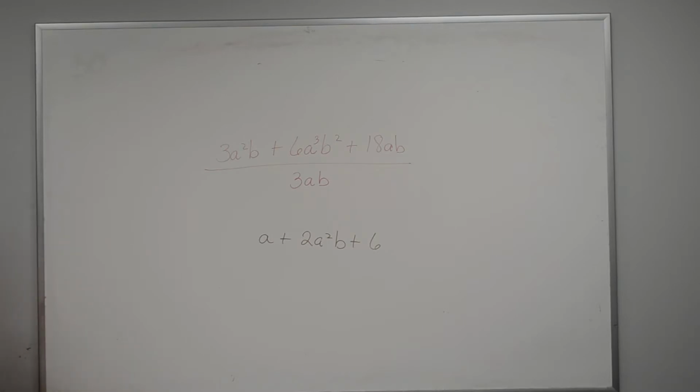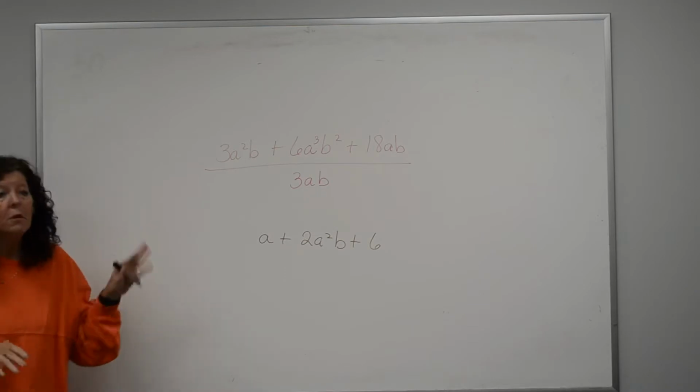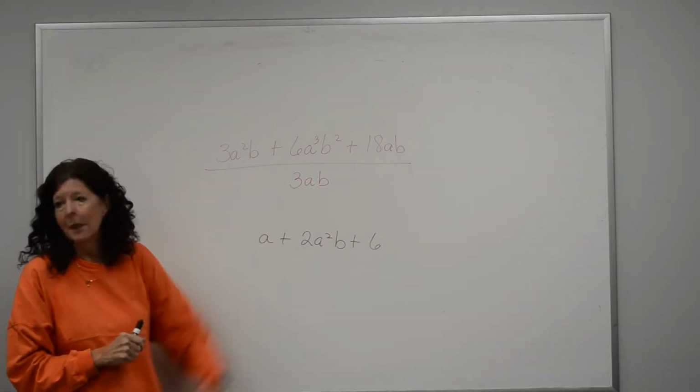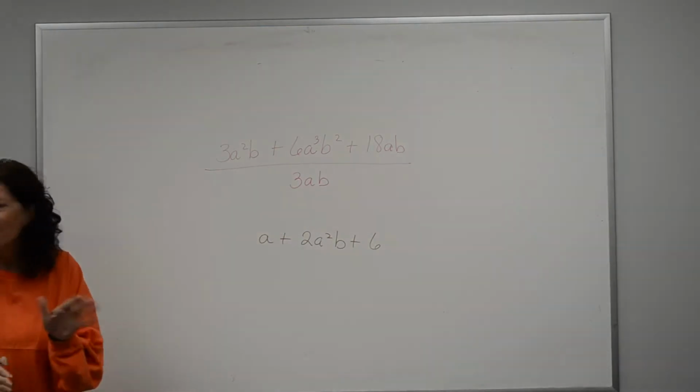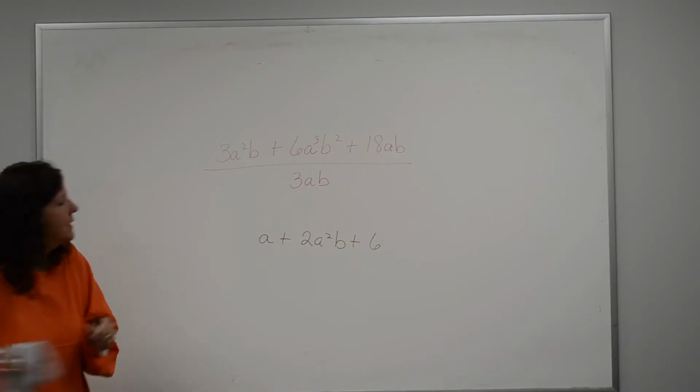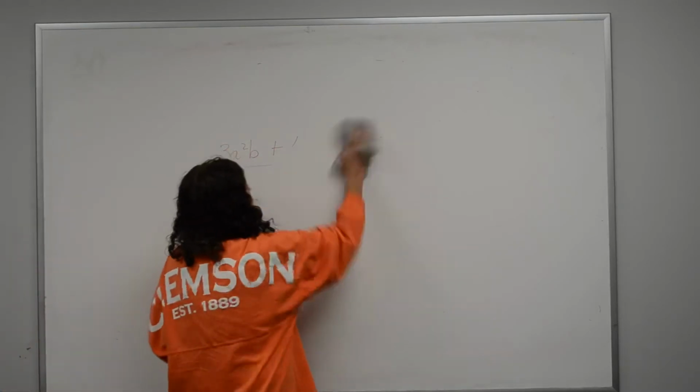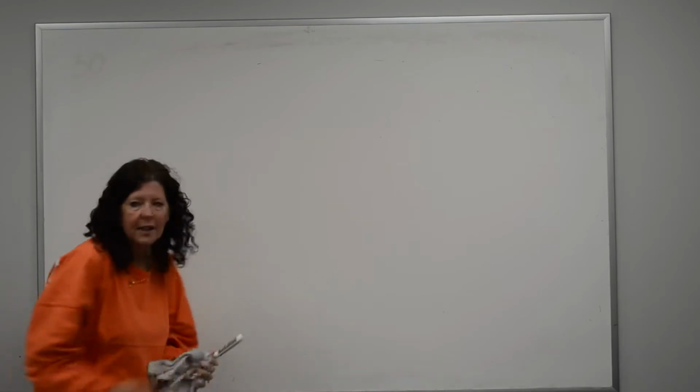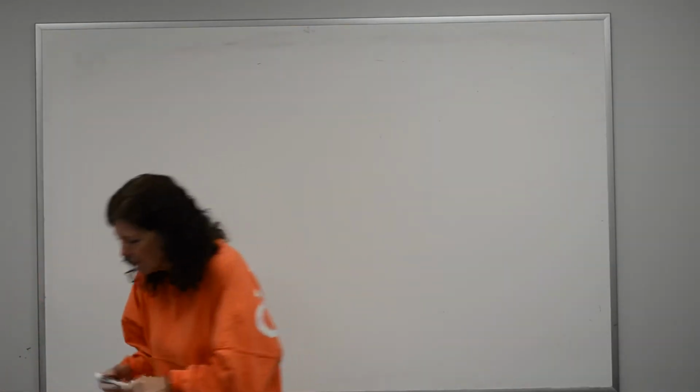Get it? Okay. All right. We're going to move on and we're going to put a binomial on the bottom. Whole different ball game. Totally different ball game. And it is probably the thing that trips people up the most in this chapter.